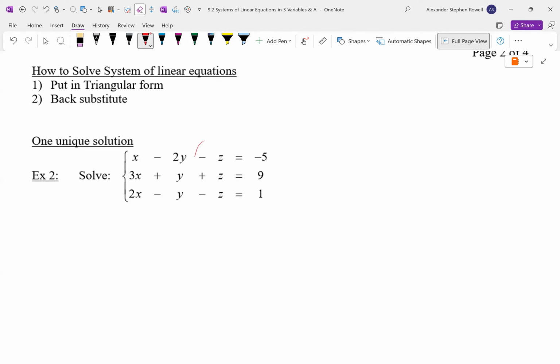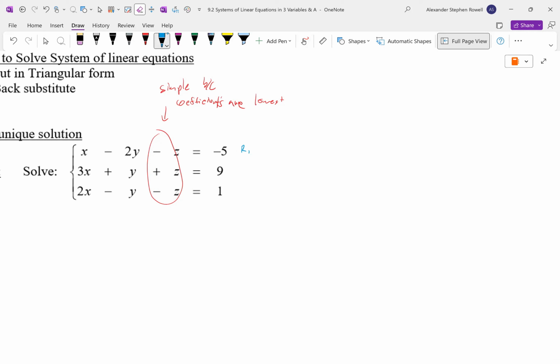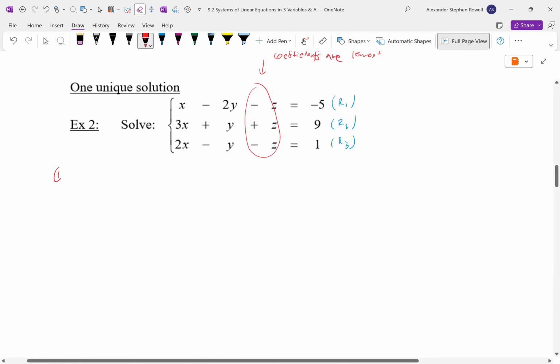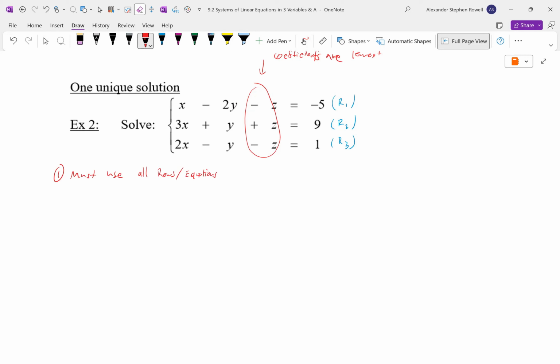Z looks simplest just because the coefficients are lowest. I'm going to name these equation 1 or row 1, row 2, row 3. Some rules: you must use all rows. The first thing I'm going to do is eliminate the z variable by adding equation 1, row 1, plus row 2.